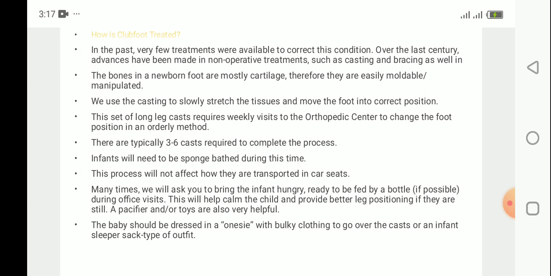Infants will need sponge baths during this period, and the process is usually transported in car seats. If the infant is hungry, they can be bottle fed at this time, and snacks and toys can be used to help the baby cooperate with the procedure. The baby should be dressed in bulky clothes, and the bedding should be very thick.